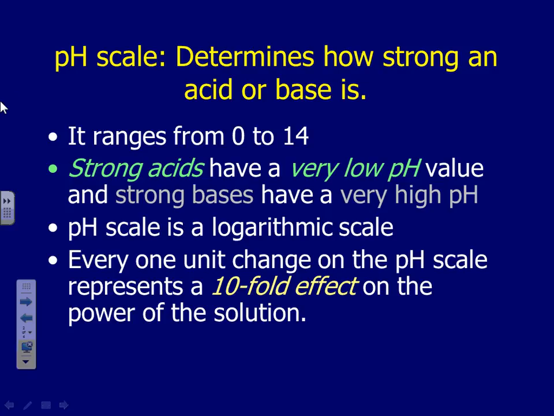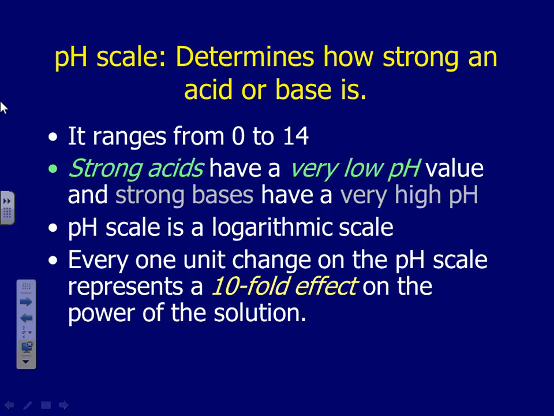Strong acids have a very low pH. You might think that's crazy. That makes no sense. But the equation that we use has a negative in it. And that negative flips everything around. You might think strong acids should be way up there, but because there's a negative in the equation, the strong acids are way down there. That's what the negative does to the mathematics. So low pH is a strong acid.